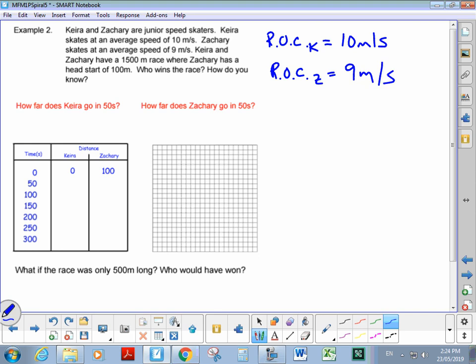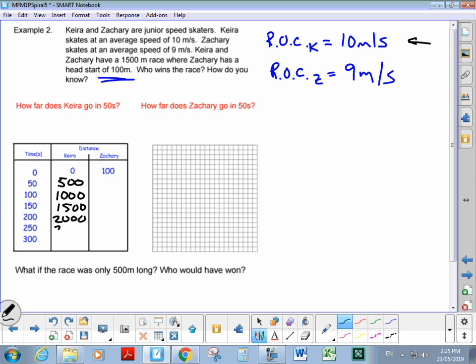1,500 meter race. So Kira and Zachary have a 1,500 meter race where Zachary gets a head start. So probably, you have 2 skaters. One's younger, so you're handicapping them a little bit, so it's an even race. So let's figure out what our growth pattern is. So we know that when 50 seconds pass, Kira is going at 10 meters for every second. So 50 seconds, she has gone 500 meters. So that means every 50 seconds, she's going to go 500 meters. So we know the growth pattern here is just 500.